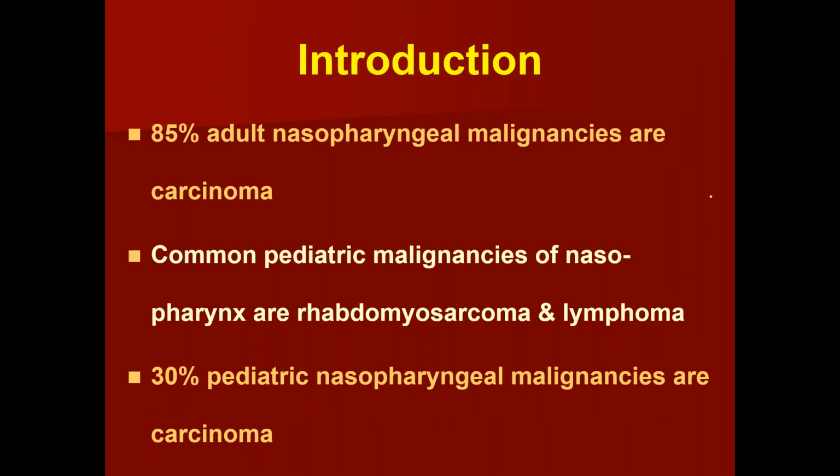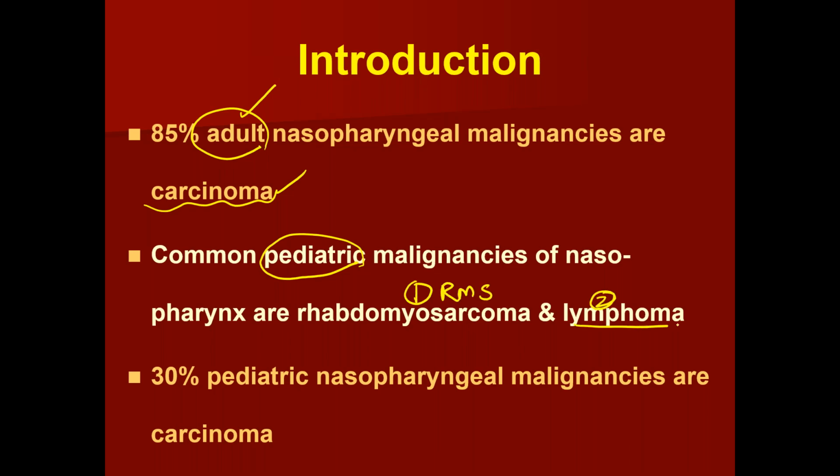So as you could see, 85% of adult nasopharyngeal malignancies are carcinomas. Whereas in pediatrics, in children, the common things are rhabdomyosarcoma, that is related to muscle, and number two is lymphoma. Whereas 30% of pediatric nasopharyngeal malignancies are carcinoma. So more common in children is rhabdomyosarcoma. In adults, it is nasopharyngeal carcinomas only. In children, it is rhabdomyosarcoma and lymphoma.